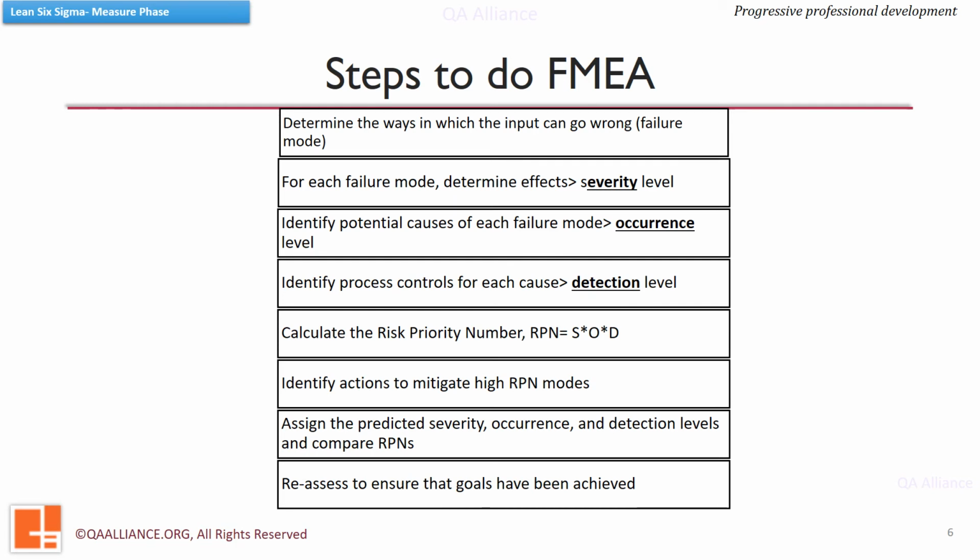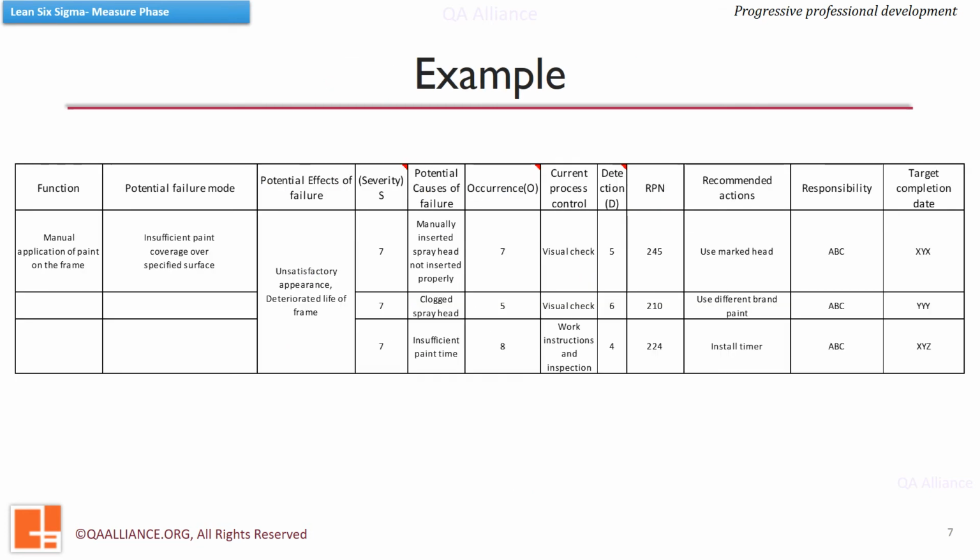Now let us see an example of FMEA. Here in this hypothetical example from Alex's case, the paint of chair frame is the function where we are applying FMEA. We identify potential failure modes, as insufficient paint coverage. Now we rate the severity of this failure mode. Then we identify what are the potential causes leading to these failures. Each cause is then rated with probability of occurrence.